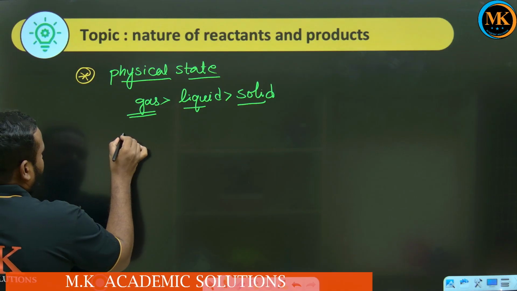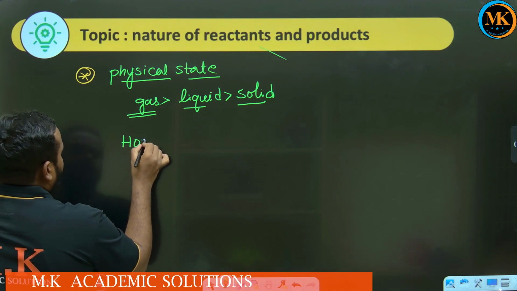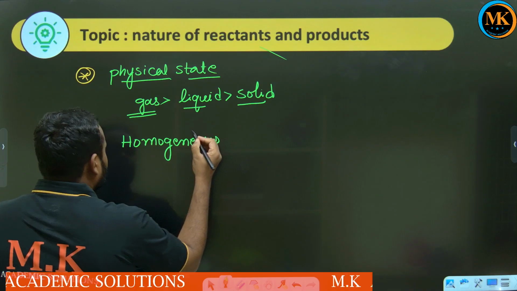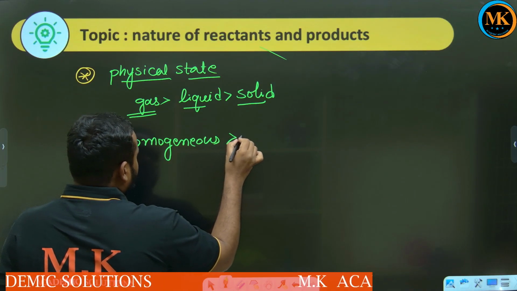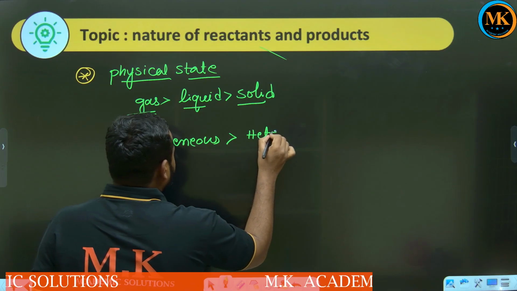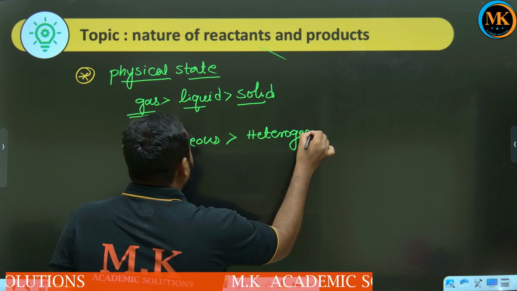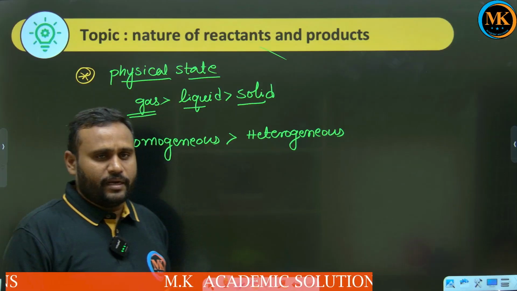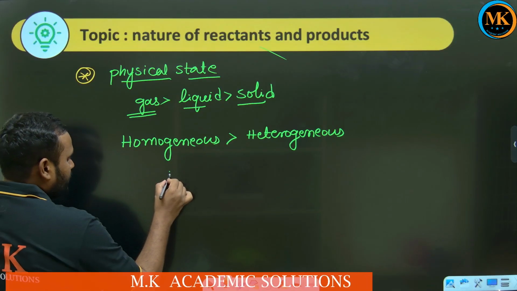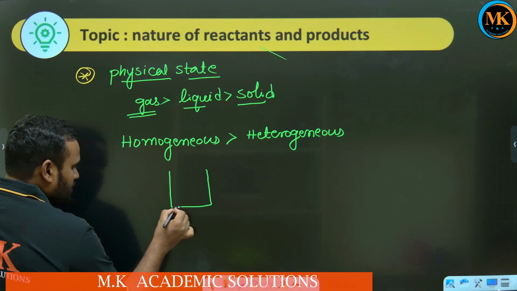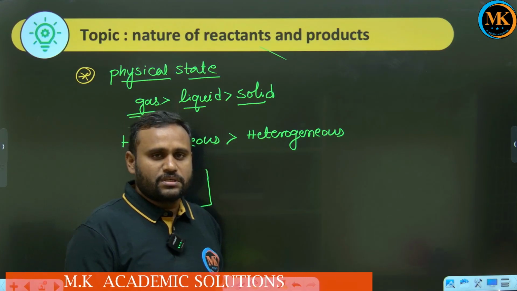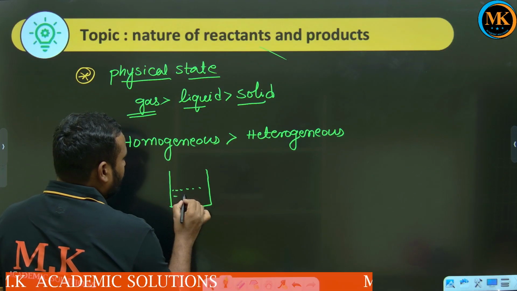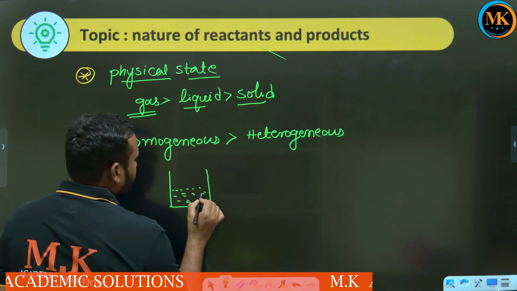And when you come to mixtures, homogeneous reactions are fast when compared to heterogeneous. Why are homogeneous reactions very fast when compared to heterogeneous? We already know homogeneous mixtures are mixtures which are uniform throughout. So this mixture is what, children? Uniform.